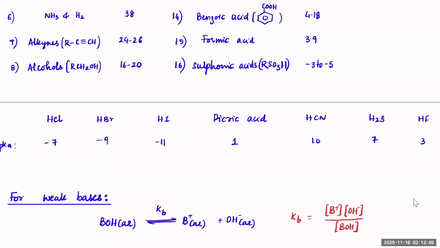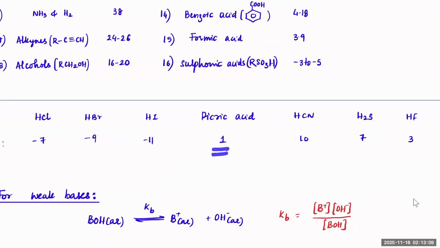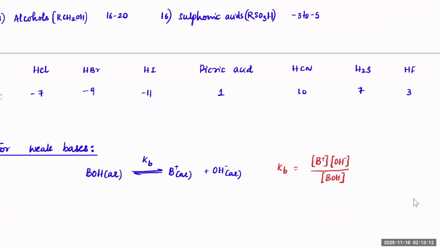Then HCl, HBr, and HI, you can see the values only further becoming more and more negative. So that suggests out of the given acids, usually HI is the strongest acid, whose pKa value is -11, which suggests that it is highly acidic. Picric acid is this one, where we have phenol with NO2 at these three positions. This is called picric acid.